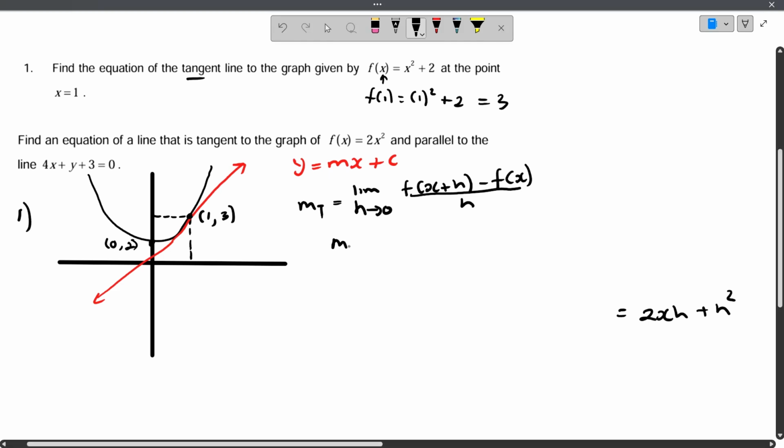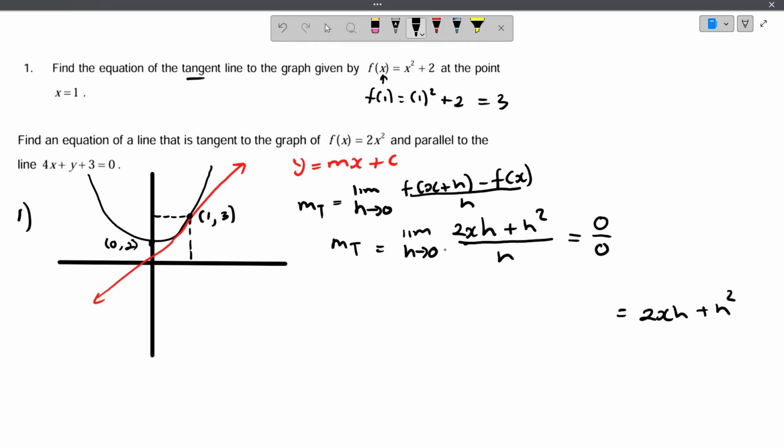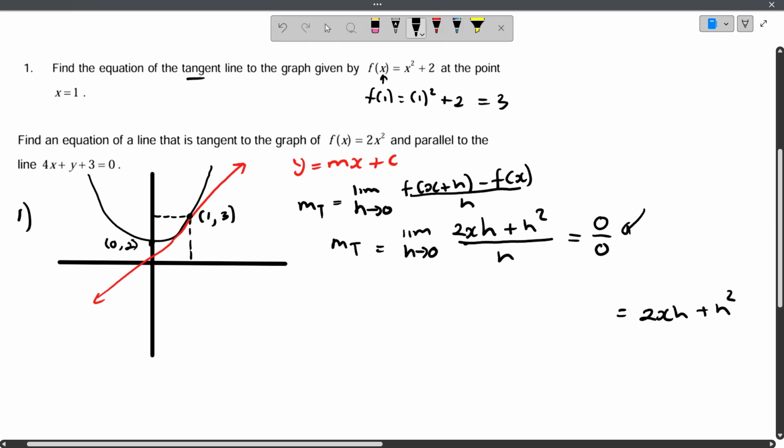So you have the gradient of the tangent line to be the limit as h approaches 0 of 2xh plus h squared, all divided by h. Now if you do the direct substitution, you will get 0 over 0, because whenever h approaches 0, I replace h with 0. So this is what we call an indeterminate form.